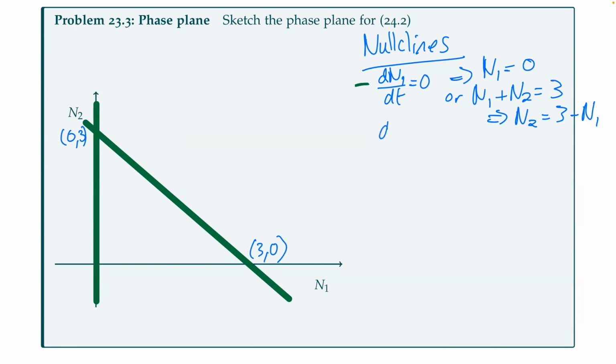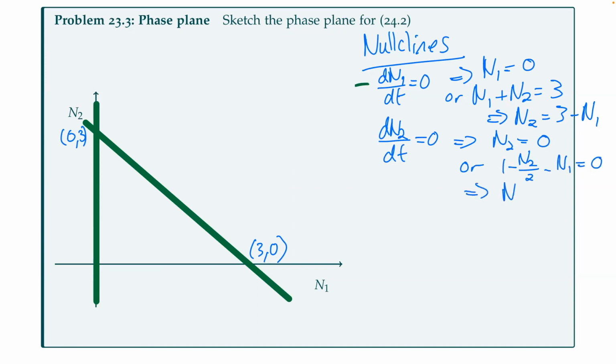Okay, and let's think about our second species, dn2/dt equal to 0. We had either n2 is equal to 0, or we had 1 minus n2 over 2 minus n1 is equal to 0, which we can rearrange to be n2 is equal to 2 times 1 minus n1.